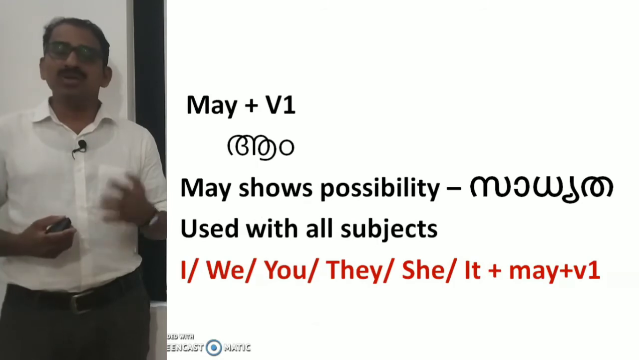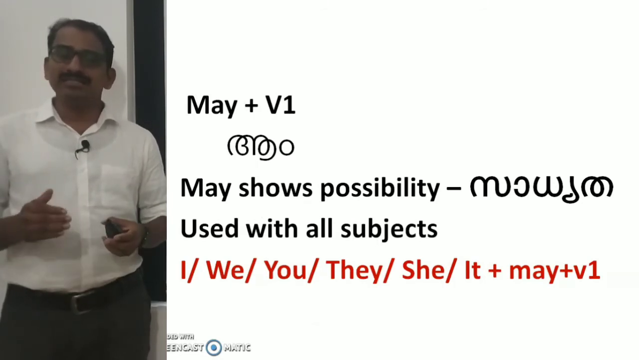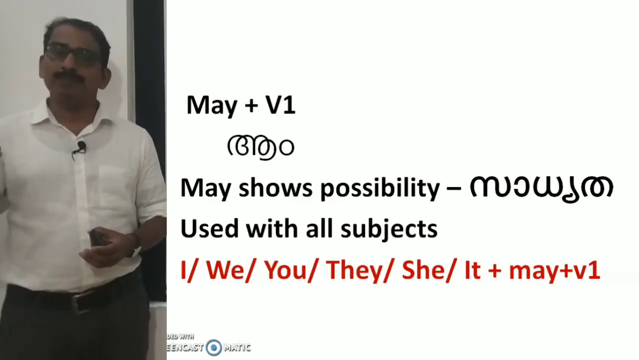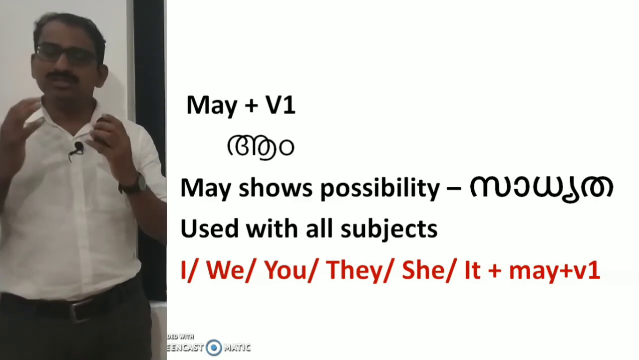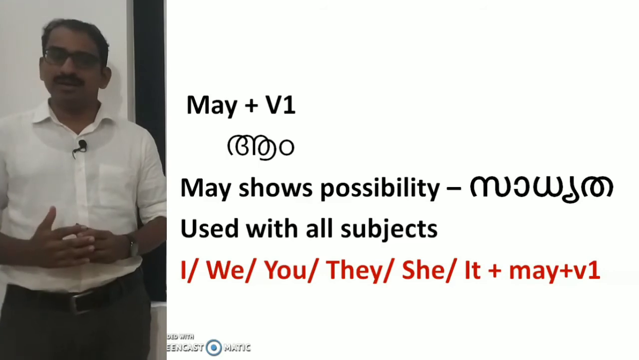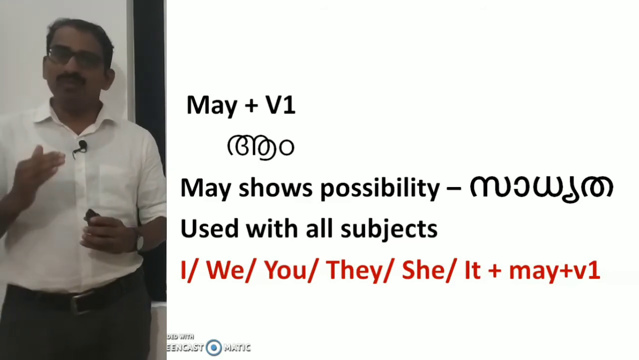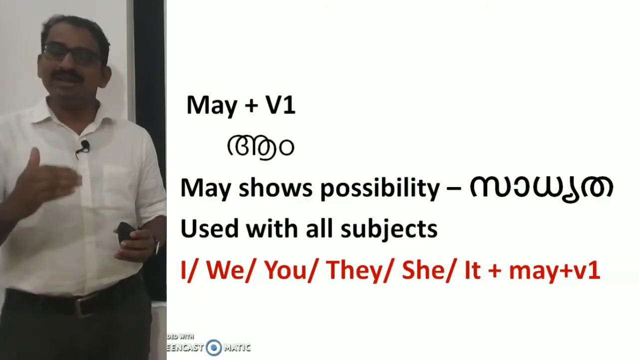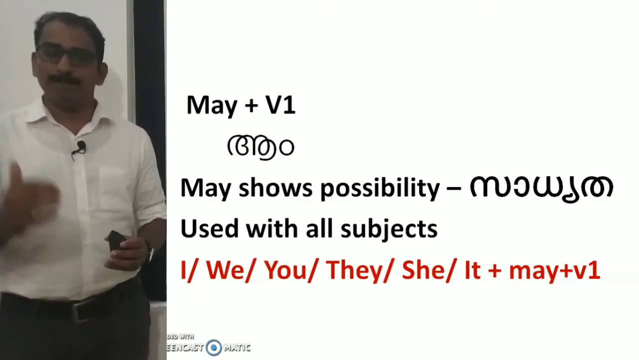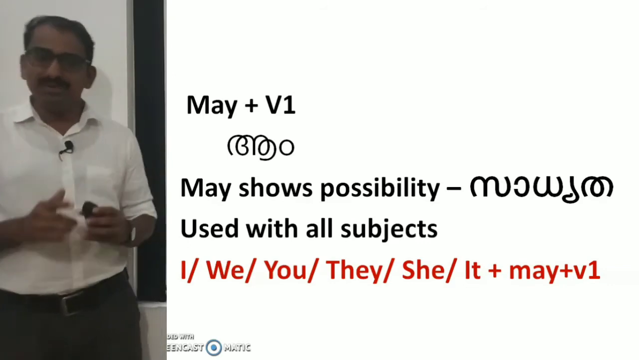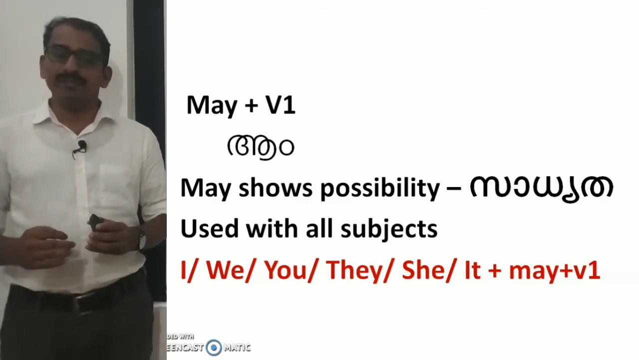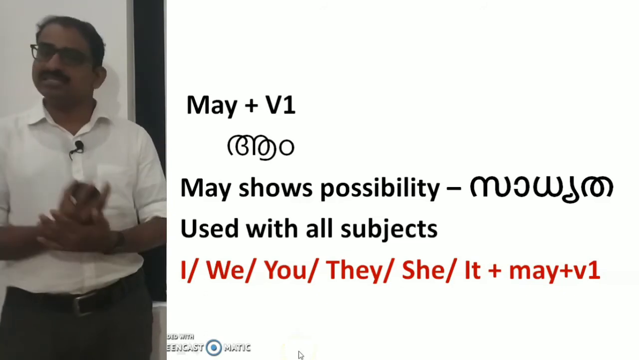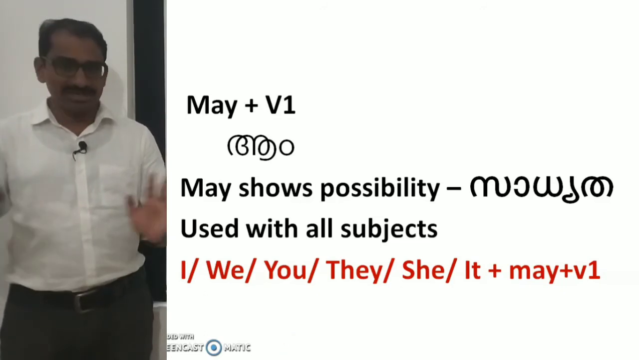Then may plus V1. May is used along with V1 form only. May means arm. May is always used to show possibility. മഴ പെയ്തേക്കാം, അവൻ വന്നേക്കാം, ഞങ്ങൾ കളിച്ചേക്കാം. So that we will get a meaning that arm. So that shows possibility. സാധ്യത കാണിക്കാൻ വേണ്ടിയിട്ടാണ്. May is always used with all of the subjects, whether it is singular or plural, no problem using may.